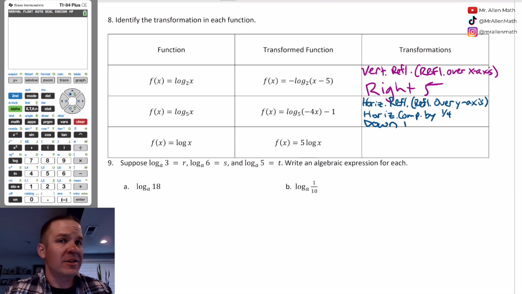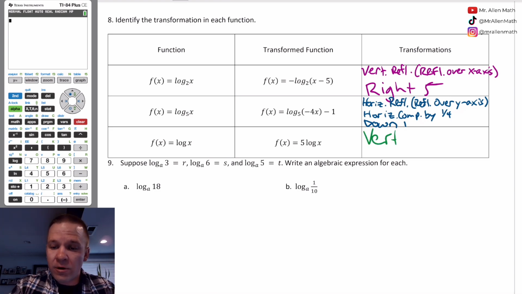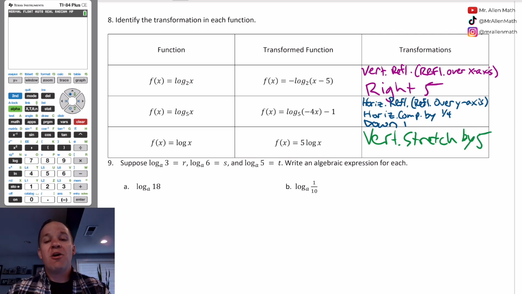Last one here, we have log of x. If there's nothing written there, it's log base 10, remember. Not important for this one, but always a fun fact, right? So it's log base 10 of x, and then we have 5 times log base 10 of x. Well, it's just that vertical stretch, right? It's on the outside, so it's vertical stretch by 5. There we go. By 5. Lovely. Fantastic and wonderful. All right.